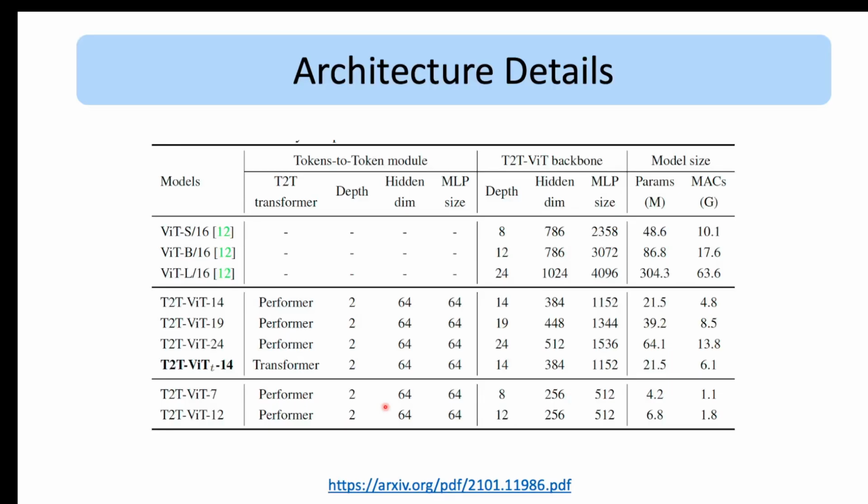This table shows different architecture details. While the depth of the T2T module is the same, changing the patch size and overlaps in the T2T module results in different architectures. And the models are denoted by their final output dimensions. So, for example, T2T-ViT-19 means the T2T module reduces the image size from 224 by 224 to 19 by 19. For the backbone, they have also experimented with different architectures by changing the hidden dimensions through the layers in the backbone.